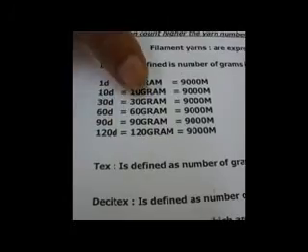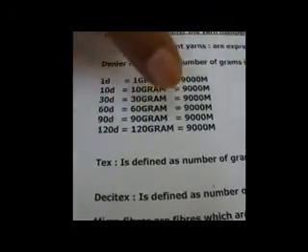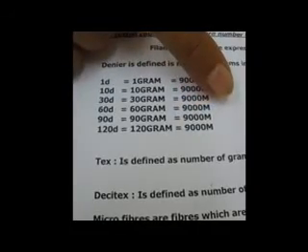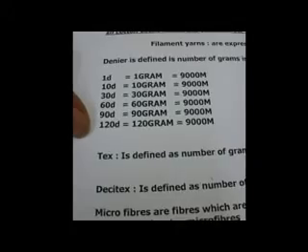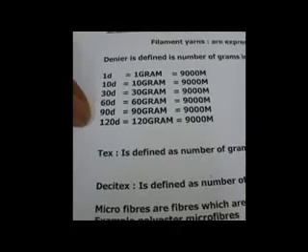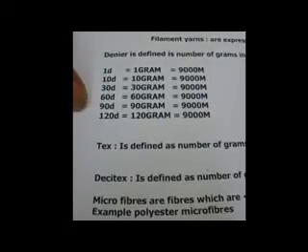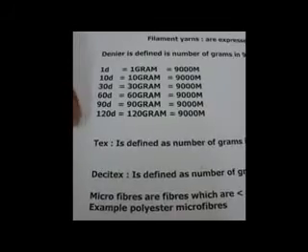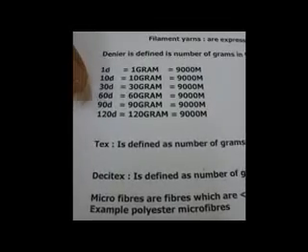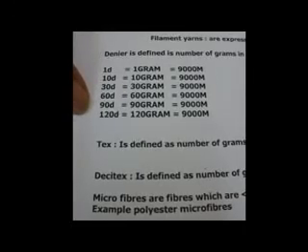60 denier is 60 grams in 9,000 meters of yarn. 90 denier is 90 grams in 9,000 meters of yarn. Therefore, the higher the yarn number, the thicker the yarn. This system is slightly opposite to the indirect system. We have learned that in the indirect system, the higher the yarn number, the finer the yarn. In the case of filament yarns, the higher the yarn number, the thicker the yarn.